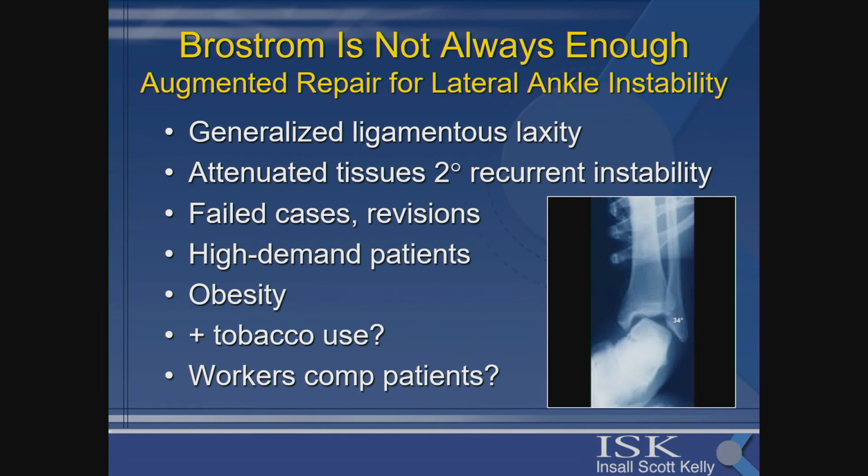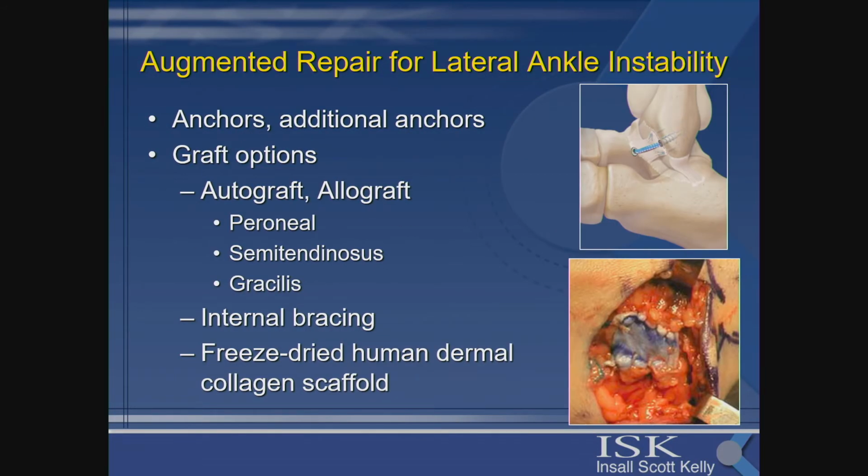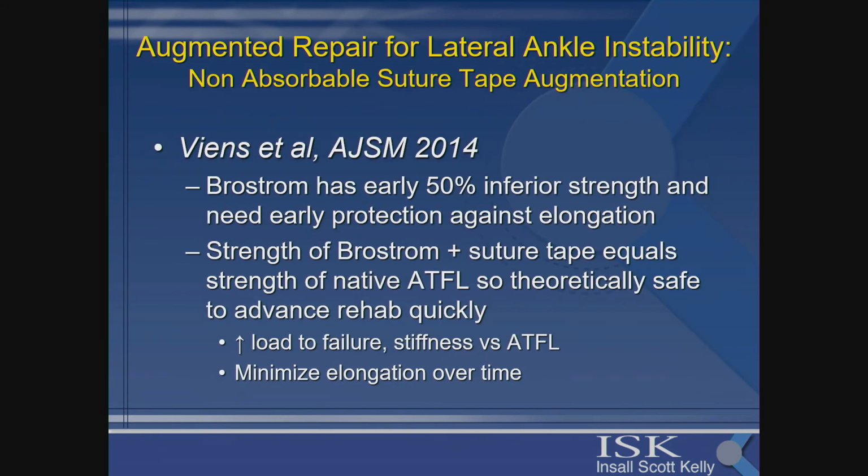Certainly some of these patients that I talked about before, these are higher risk patients, and so you should be thinking when you're bringing them to surgery, maybe you need to do something a little bit more to make sure that long term they last a little longer. And so that's where it came into play that maybe we need to augment our Brostroms a little bit better so that they have better long-term function. So some options, you could of course put in more anchors, you could use graft to augment it, and you could use some type of non-absorbable additional fixation, like the internal brace.